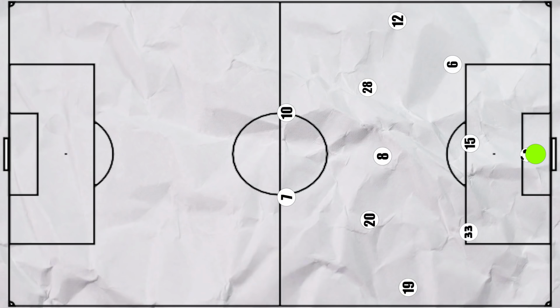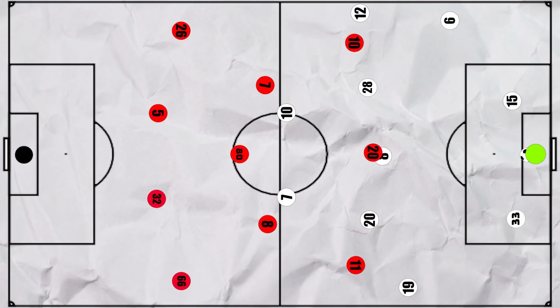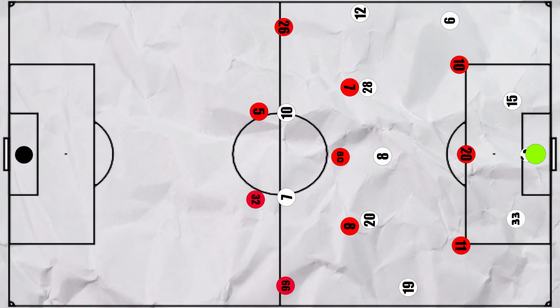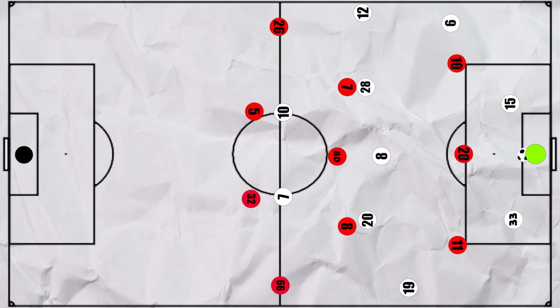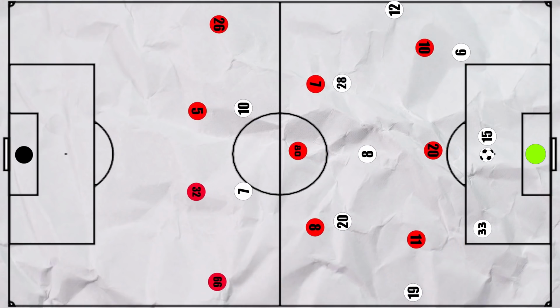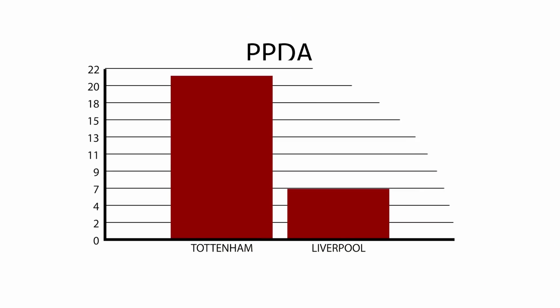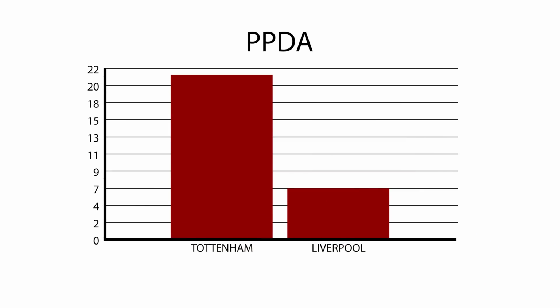Let's look at Spurs on the ball. When building up, they generally shifted to a 4, with Sanchez moving to the right back position and Emerson high. However, with the Liverpool front 3 ready to press, Lloris could be forced long. But even in open play, Liverpool were high pressers, with a passes per defensive action of less than 7.